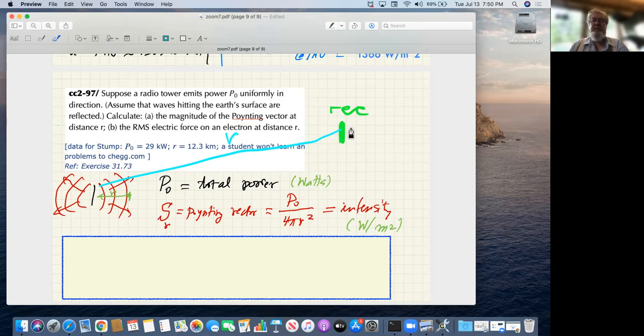Because what happens in the receiver is that the electrons are set into oscillation. This is an electromagnetic wave, so it has an oscillating electric field. And when it hits the antenna, which is just a metal rod, just a conducting rod, that will set the electrons into an oscillation. And then that oscillation, that current, is interpreted by the radio circuit and converted into sound. So how big a force is required?